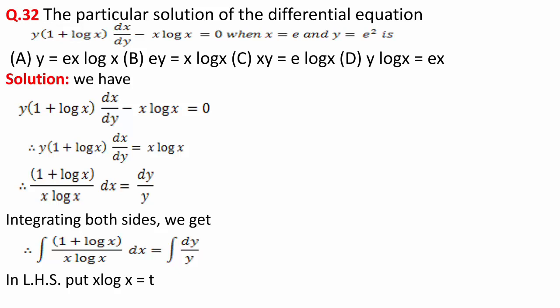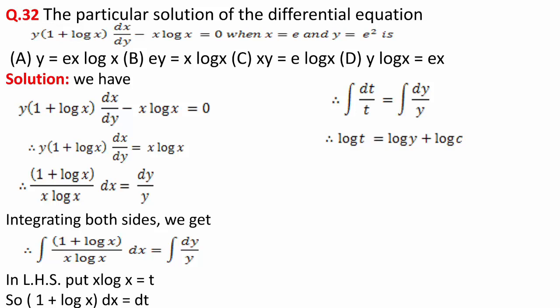In LHS, we put x log x equal to t. Therefore, (1 plus log x) dx is nothing but dt. Therefore, the above integration becomes integration of dt by t equal to integration of dy by y. That is nothing but log of t equal to log of y plus log of c. And hence, log of x log x equal to log of y into c. And therefore, x log x equal to yc.